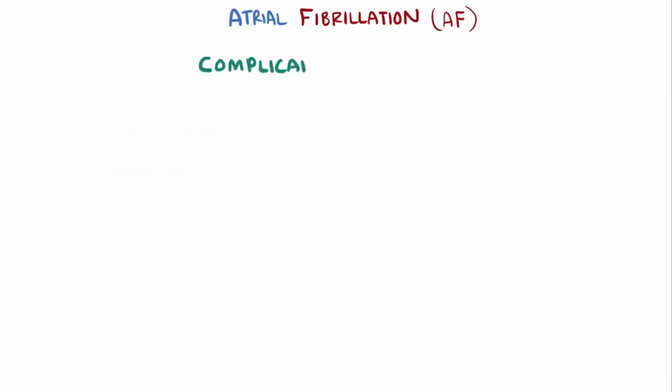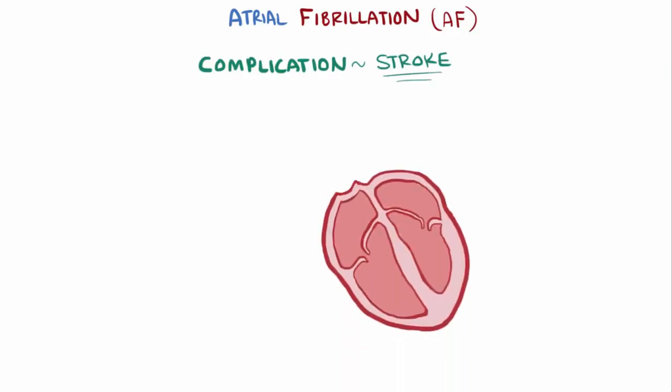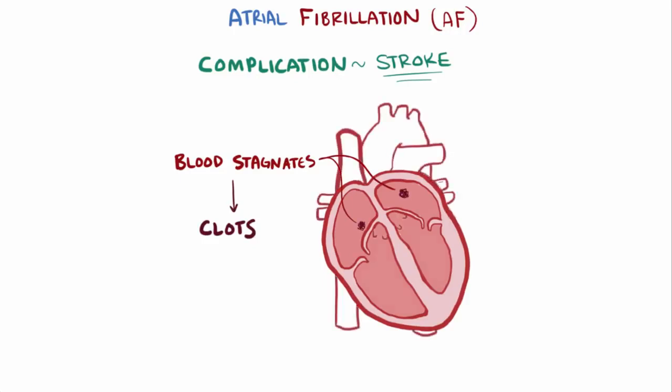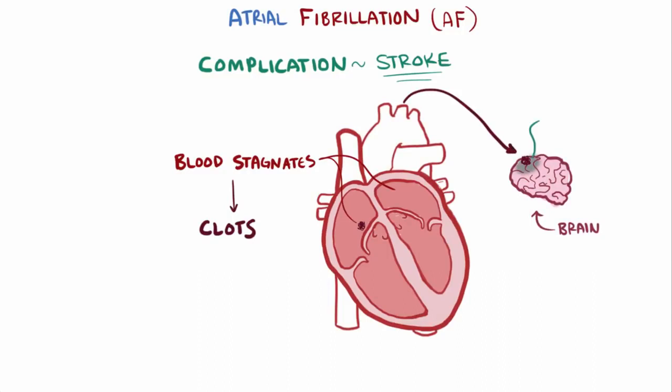One potential complication of AF is stroke. When the atria don't contract as a single unit, but just sort of quiver, the blood that sits in the atria becomes more stagnant. When blood stays still, it tends to form clots. With AF, it's possible that blood clots form, which then travel into the ventricle and are pumped off to the body, and potentially to the brain, where they can lodge. This cuts off blood flow to that part of the brain, which is a type of stroke.